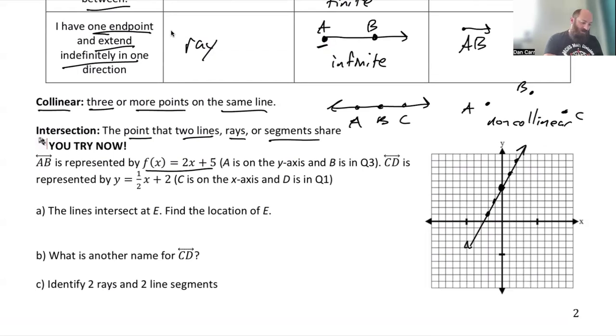That's AB, so it doesn't tell us exactly where A is on the y-axis. So A is right here, B is in quadrant 3. So that's going to be down here. Doesn't really matter where, I guess.